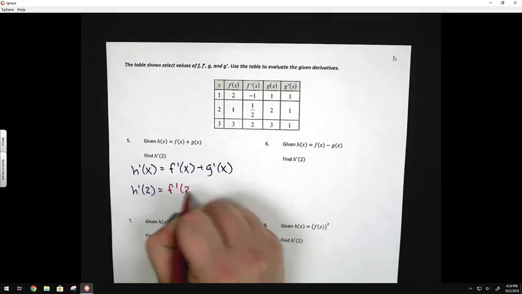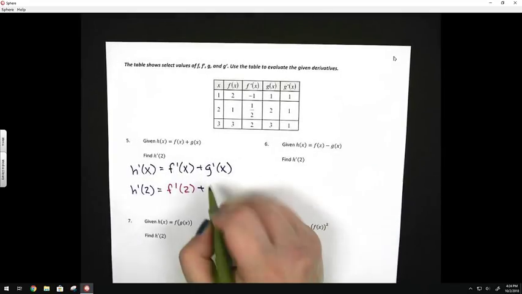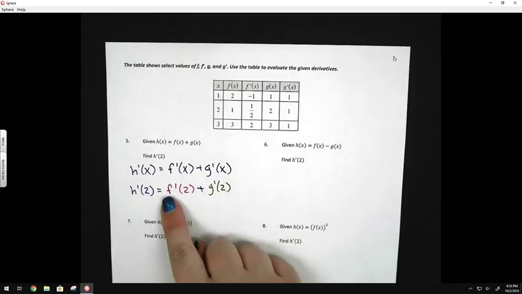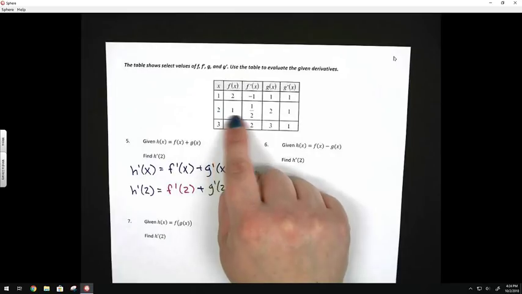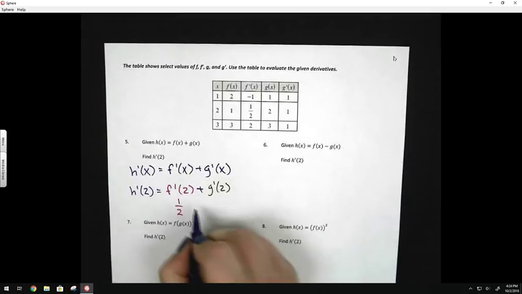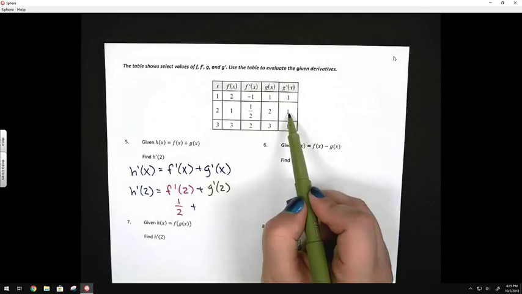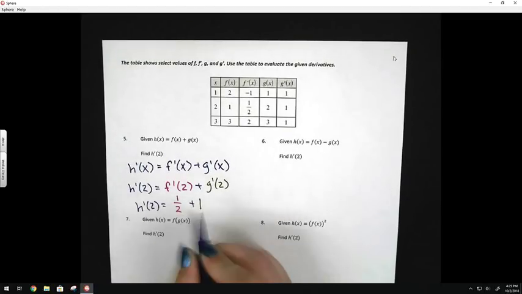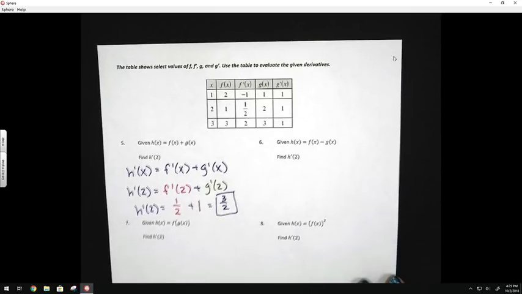f prime of 2 plus g prime of 2. So when I look at my table, f prime of 2, this is my f prime. Here's the value of x equals 2. So f prime of 2 is really just 1/2. And then g prime of 2, so here's g prime. Here's the x value that's 2, so that's plus 1. So h prime of 2 is really just 1/2 plus 1, which is 3/2. Okay, so that one was pretty easy.